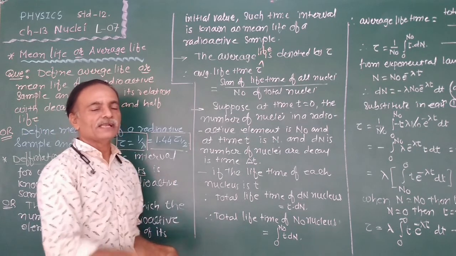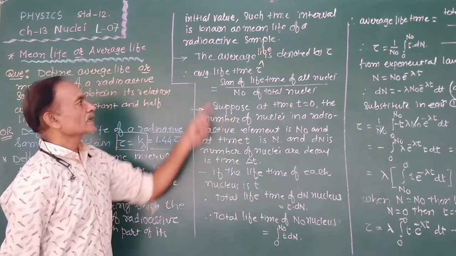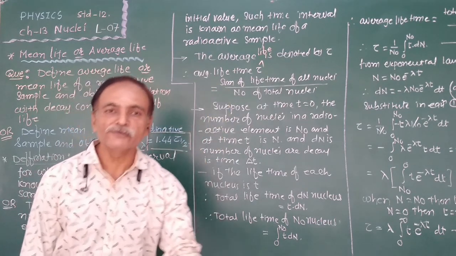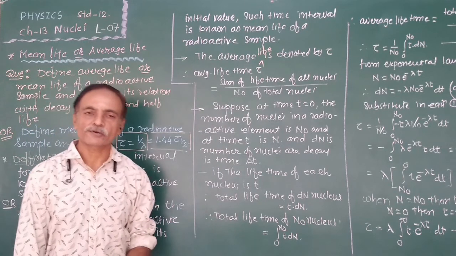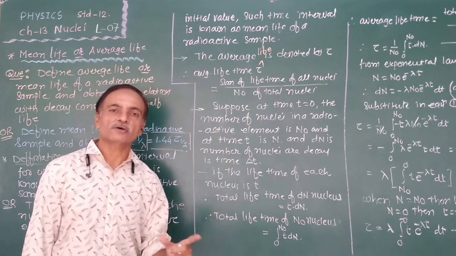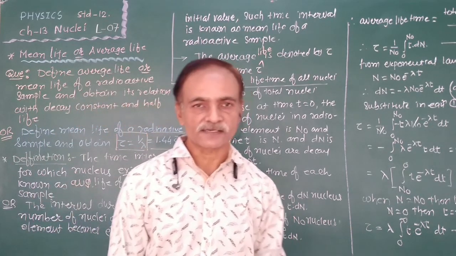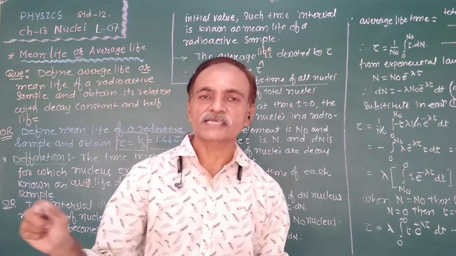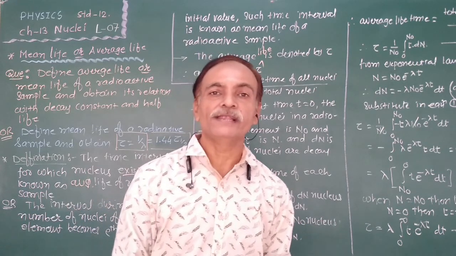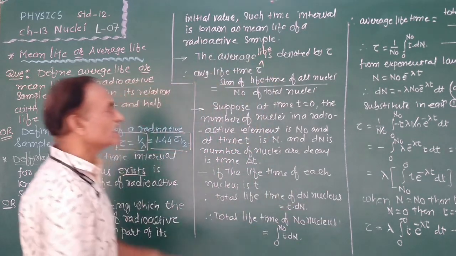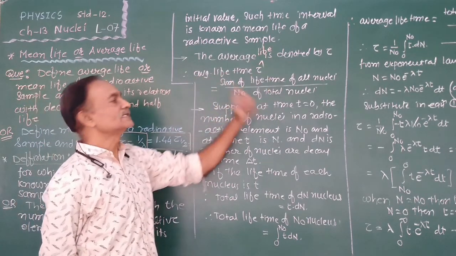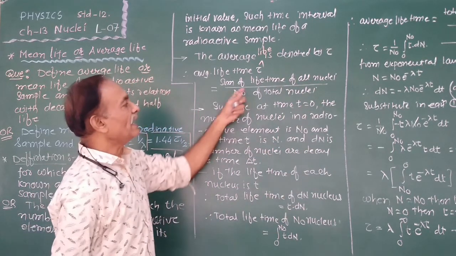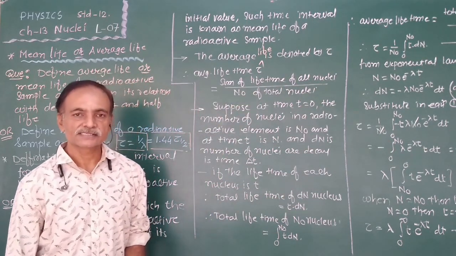According to our definition, the average lifetime tau is equal to the sum of lifetimes of all nuclei divided by the number of total nuclei. How do we find the average of 4 observations? Suppose 4 observations of length: L1 plus L2 plus L3 plus L4 divided by the number of observations. So here it is the same thing. Average lifetime tau is equal to the sum of lifetimes of all nuclei divided by the number of total nuclei.